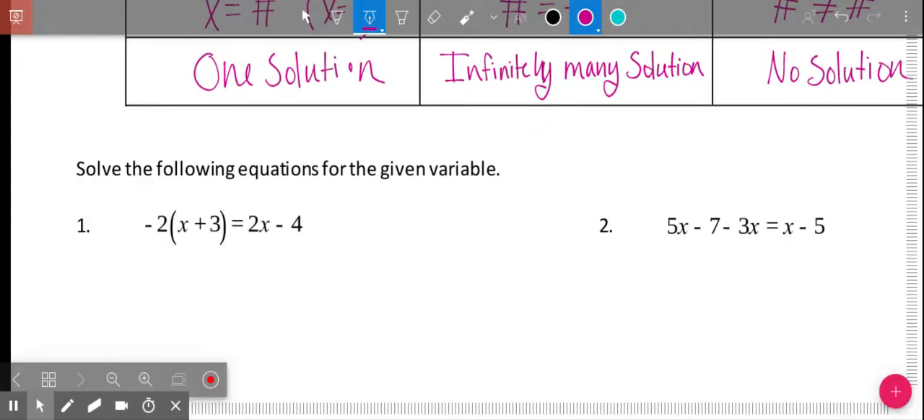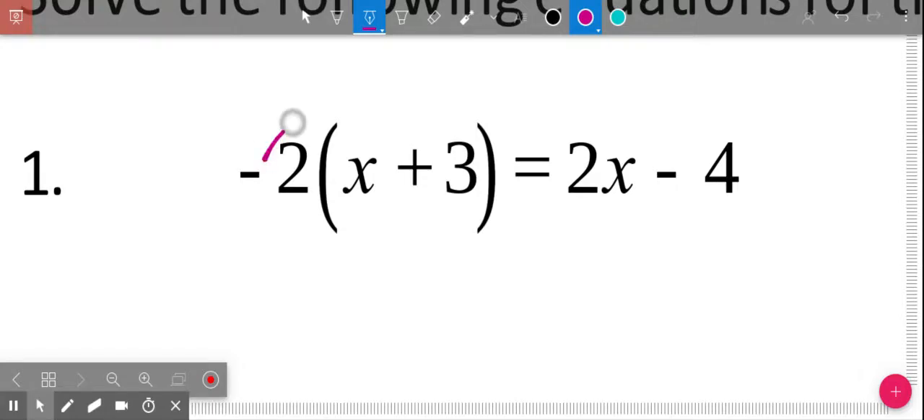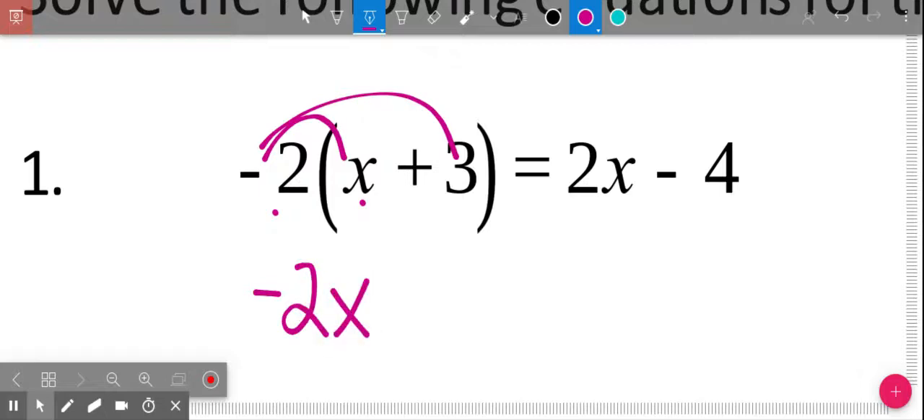The first one that you have is negative 2 times the quantity x plus 3 equals 2x minus 4. We're going to go ahead and solve this one. Remember, anytime you see parentheses, we have to start by distributing. So negative 2 times x gives me negative 2x. Negative 2 times 3 gives me negative 6 is equal to 2x minus 4.